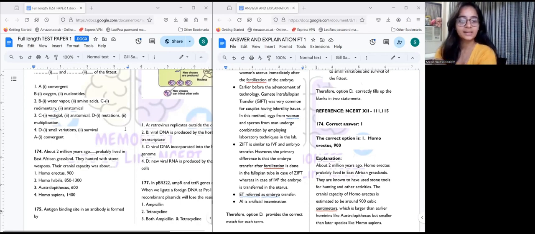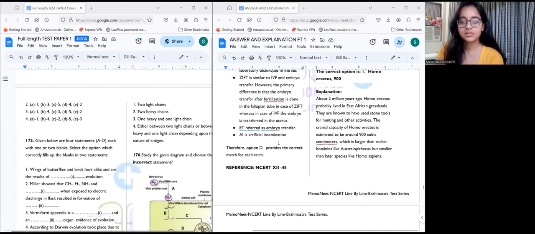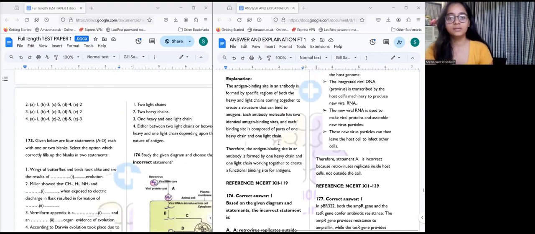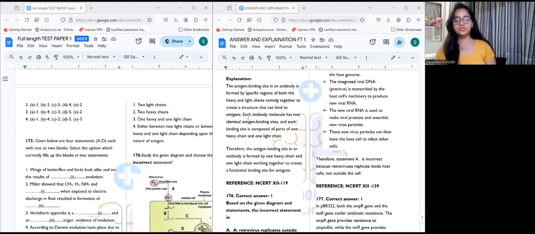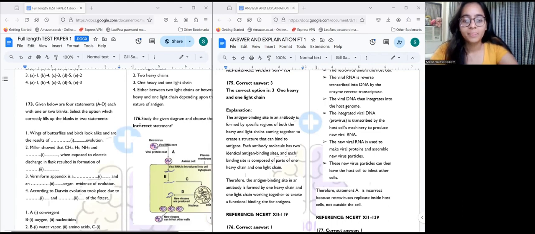175, antigen binding site in an antibody is formed by what? Let's see. So if there's a diagram, let me just check. Okay, there isn't one. It's fine. You all can just have it on Google or I'll show it after this explanation is over of the paper. So basically an antigen binding site in an antibody is formed by specific regions of both heavy and light chains coming together to create a structure that can bind to the antigens, right? So the answer for this will be option number 3. That is one heavy and one light chain, which work together to create a functional binding site in the antigen.